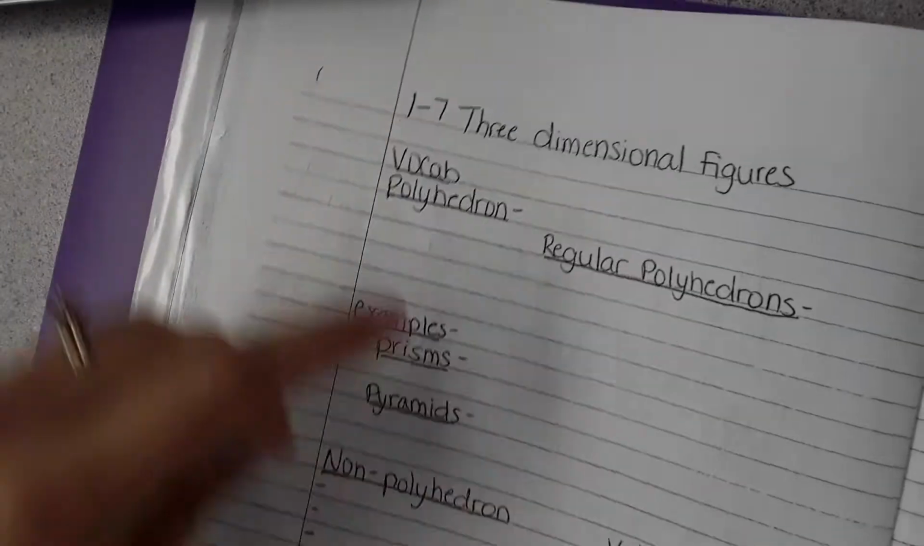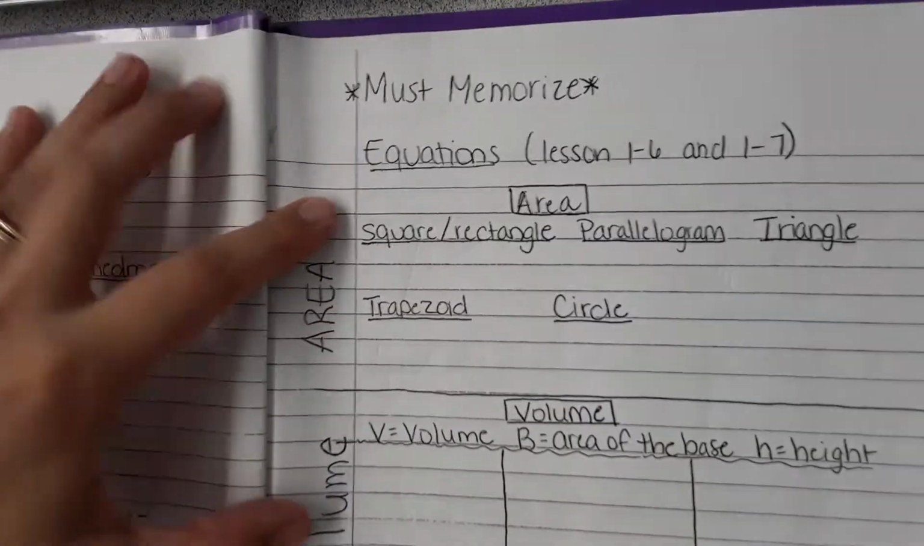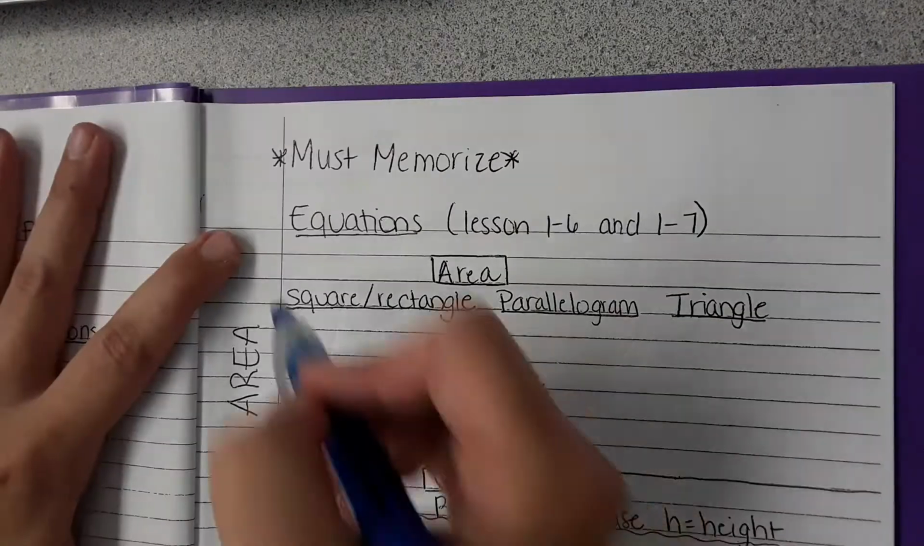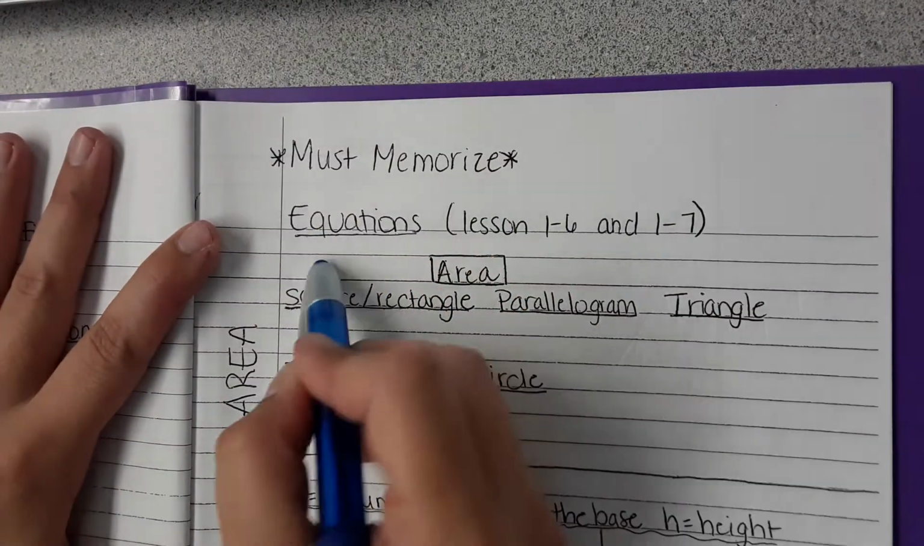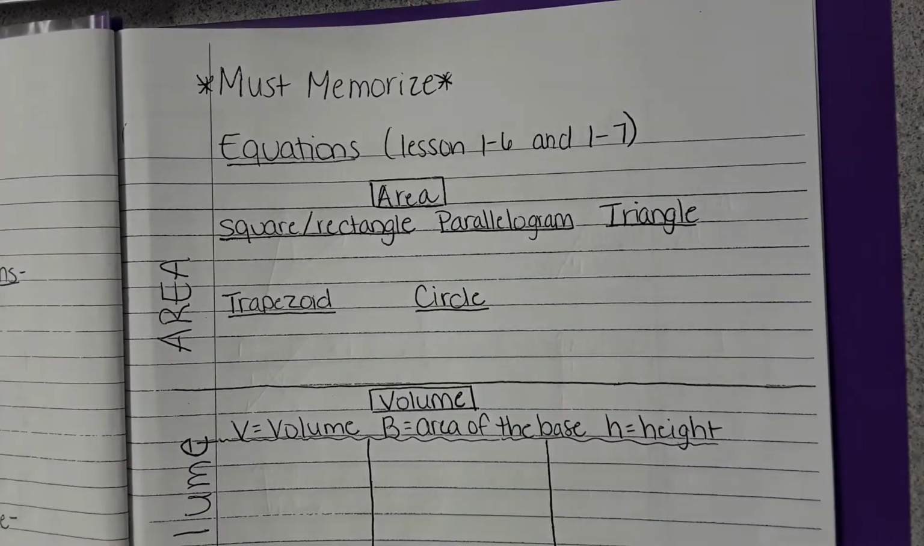Okay, so if you notice 1-7's here, we're going to do three-dimensional figures tomorrow. But for now, we're just going to fill in this equation sheet that you'll have for yourself. So in this top portion is just area, so we're going to fill in this portion here, and then tomorrow we'll fill in the bottom portion.